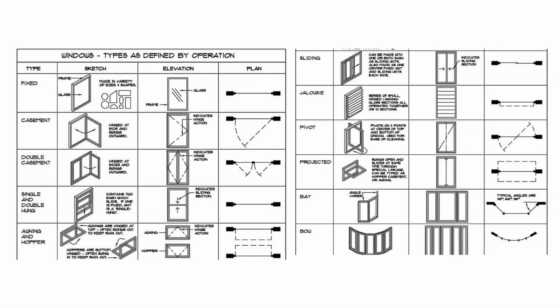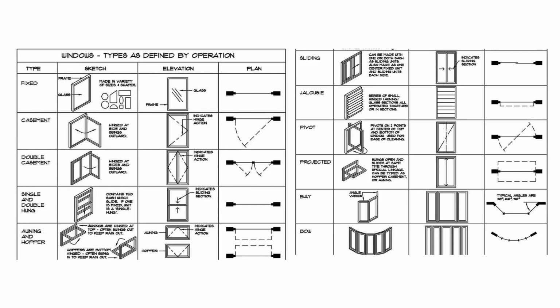Now we move on to the types of windows defined by operation. We have your fixed window, your casement, double casement, single and double hung. Awning and hopper: the difference is that the awning is fixed at the top, and the hopper is fixed at the bottom. The downside of a hopper window, especially in the Philippines, is that the trajectory of the rain will seep into the inside of the house if the hopper window is open.